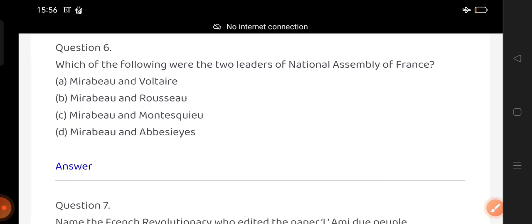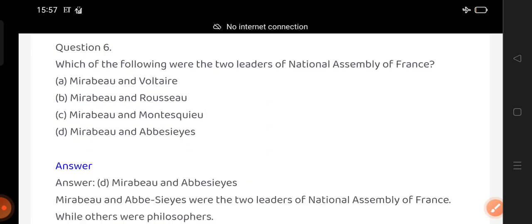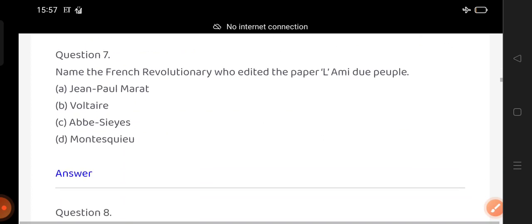Which of the following were the two leaders of the National Assembly of France? Perhaps you remember. If you have gone through the videos, then definitely you remember the two names. Now counting begins. 1, 2, 3, 4. The correct answer is option D. Now the next question, question number 7.